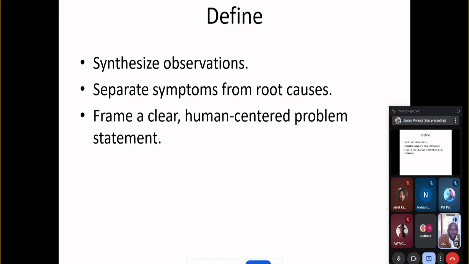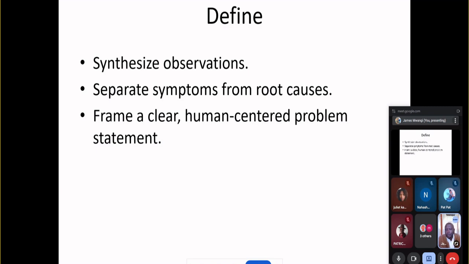So you separate the symptoms from the root cause. If the person is coughing, you don't just say it is a cold. You have to go deeper. So you understand the root cause of the problem, not treating the symptoms. So that is now defining your observation. Then you frame a clear human-centered problem statement.